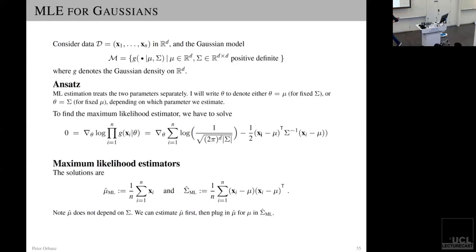Okay, so that is our modeling assumption. The distribution of the data is Gaussian. And now we want to do maximum likelihood estimation.